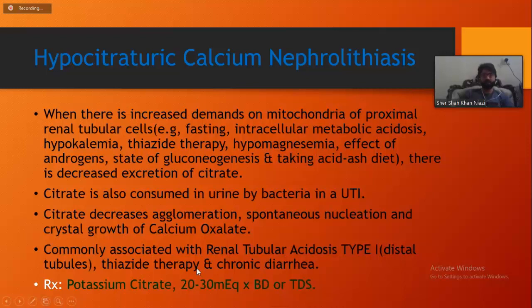All these situations decrease the excretion of citrate in the urine. Citrate is also consumed by urinary bacteria and UTI. Citrate decreases agglomeration, spontaneous nucleation, and crystal growth of calcium. It's commonly associated with renal tubular acidosis type 1, thiazide therapy, and chronic diarrhea. Treatment is potassium citrate, 20 to 30 milliequivalents daily in divided doses.